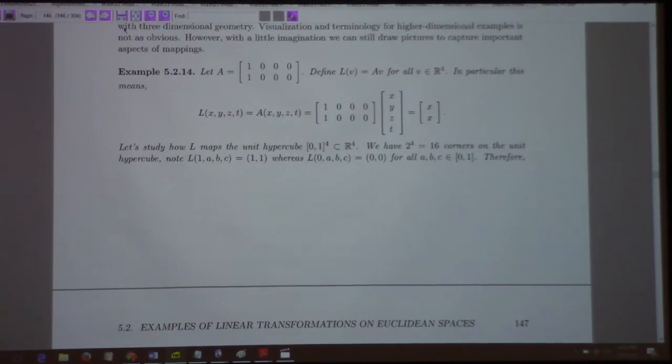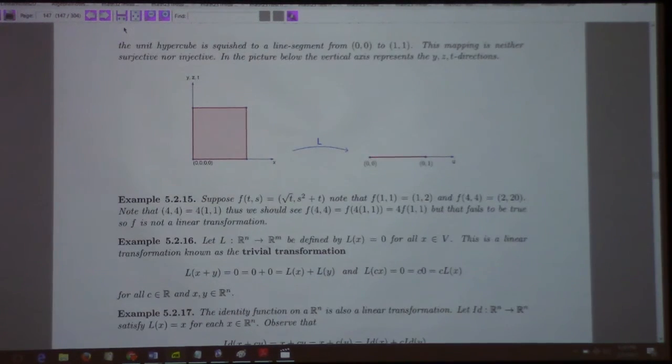Oh, I don't have a picture for this one. This is R4. Oh, here's my picture. So this is the hypercube in R4, and it gets mapped to the line segment in R.